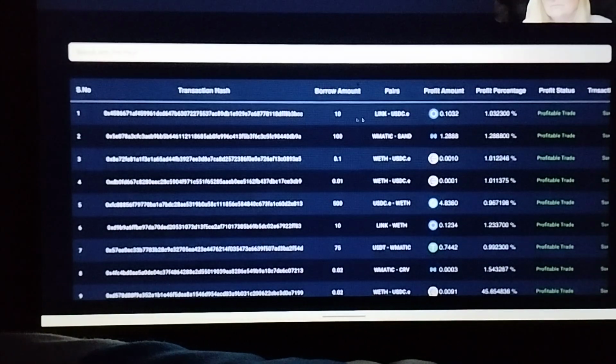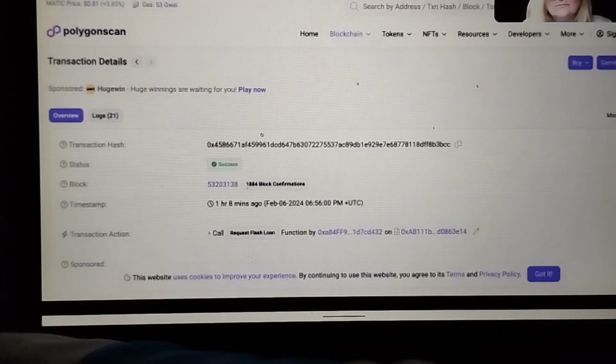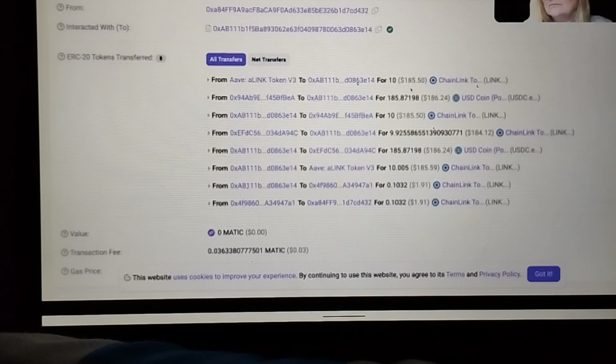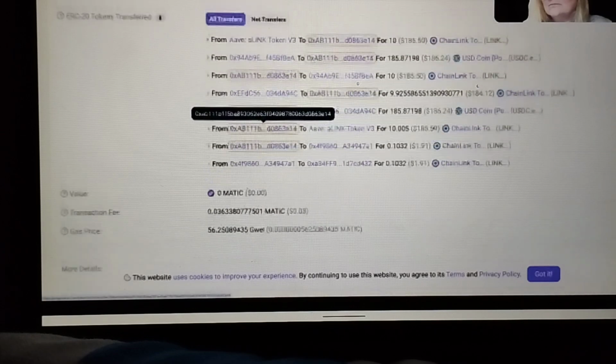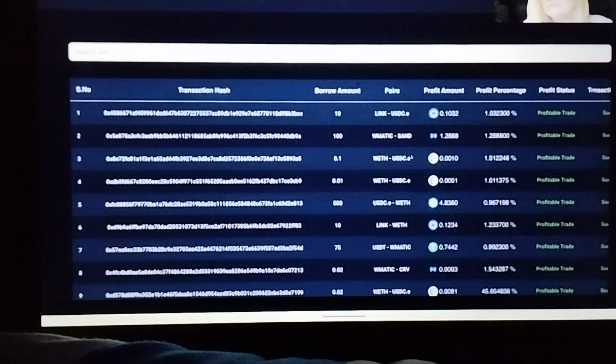No, this was 10 LINK. You see here, this one is a previous trade I did. You can see here, with 10 LINK at $185, I made $1.91. That's really, everything above the 1% I consider as really good.